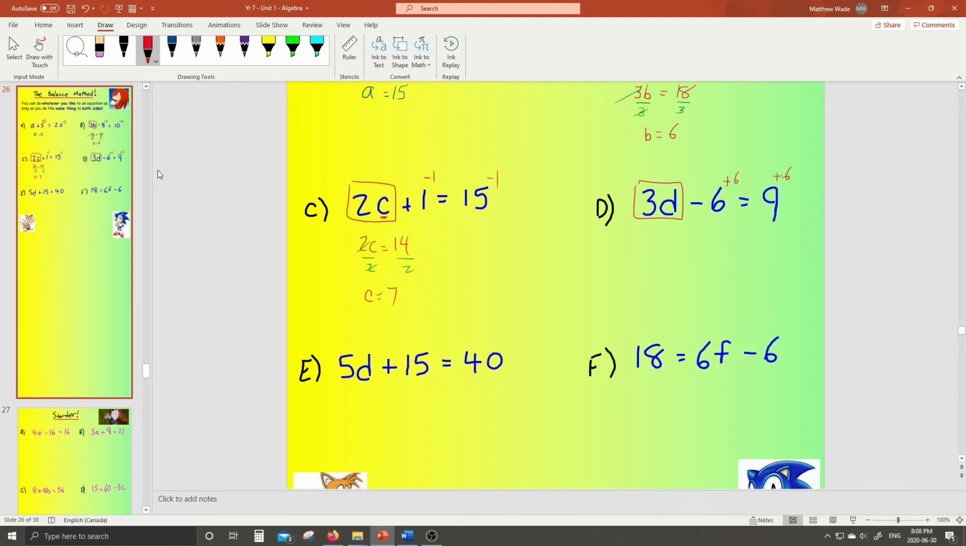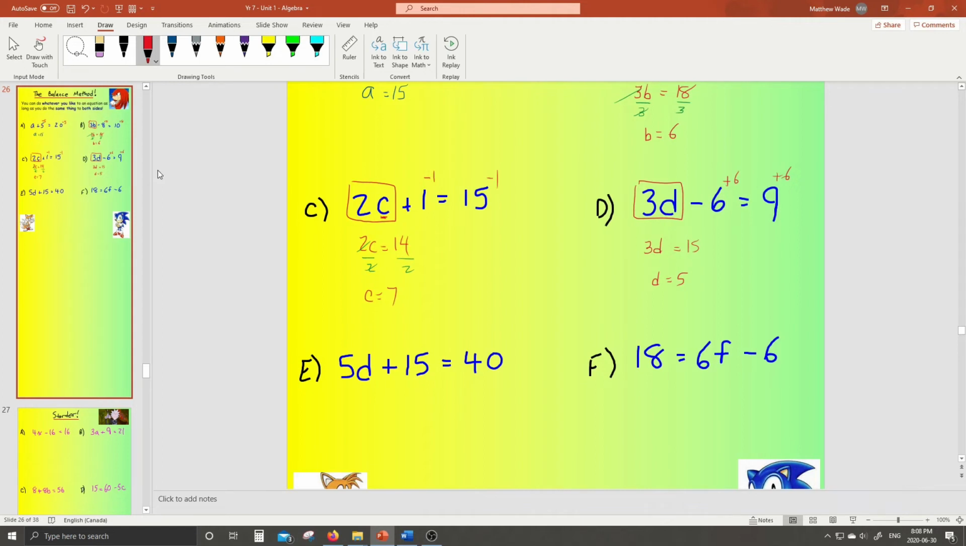What's left on the second line? Well, our 3d is protected in the box, so we still have it. Minus 6 and plus 6, they cancel each other out. That's why we've done that. So there's nothing left on this side. On this side is 9 plus 6, which is 15. 3 lots of what to make 15? Well, 5. So D is 5.